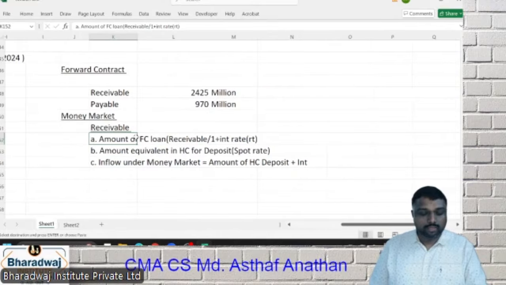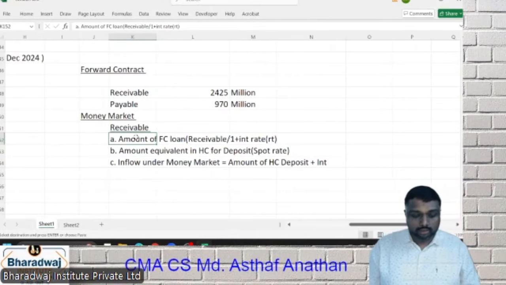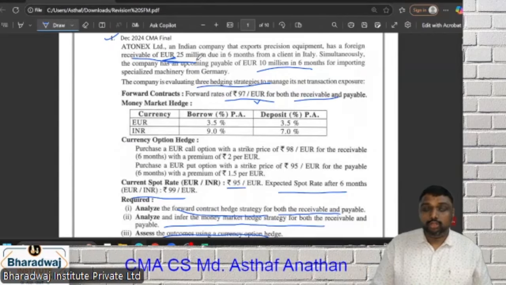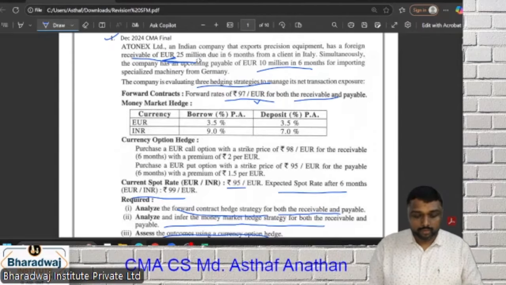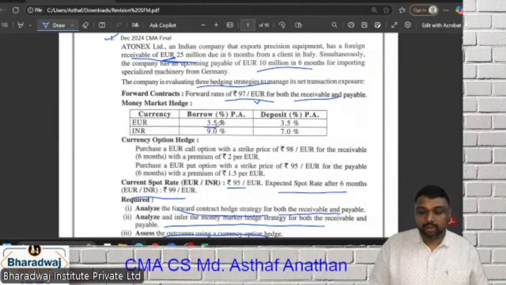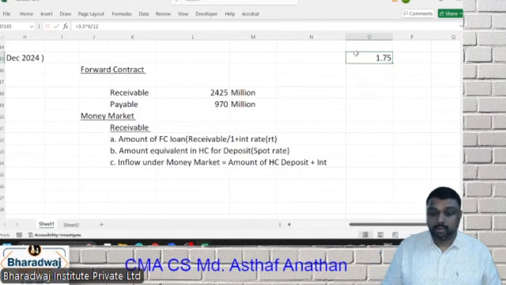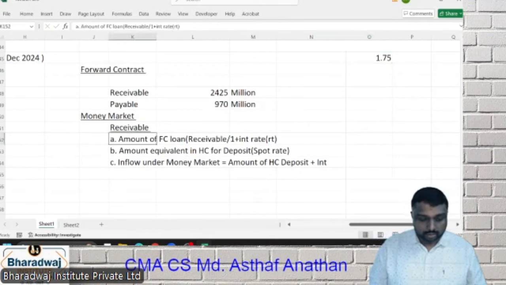So what is the point, friends? The amount of foreign currency loan. So you have to get a euro only. So you have to take a 25 million loan. The euro borrowing rate is 3.5. So you are going for a 6 month, so 3.5 for 6 months is 1.75. So what will be the amount?